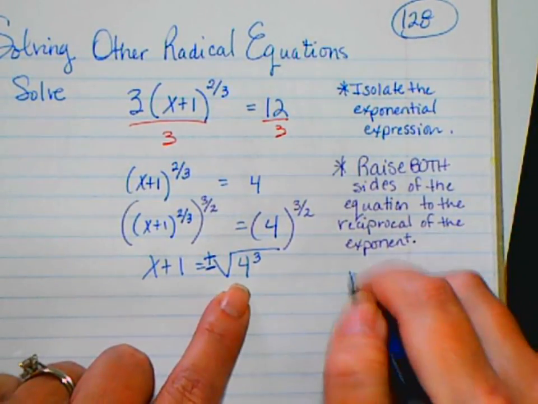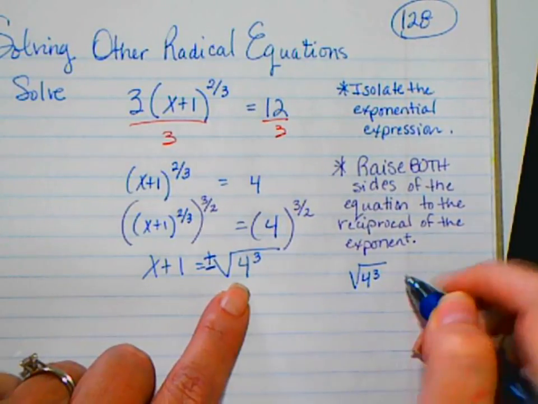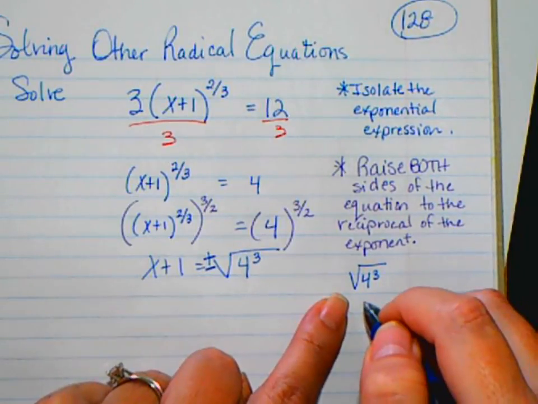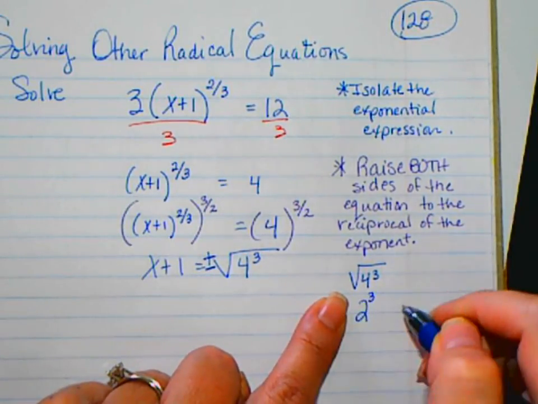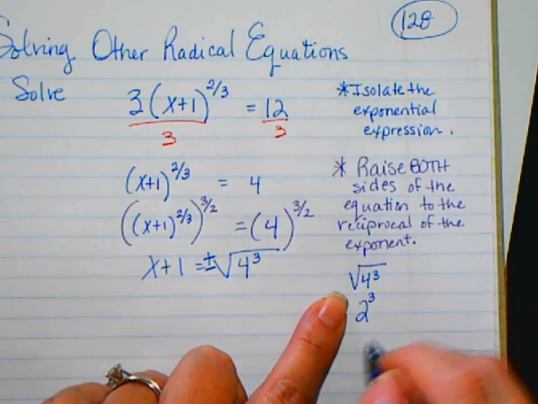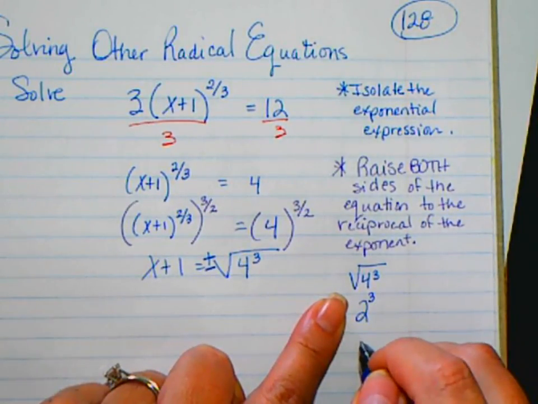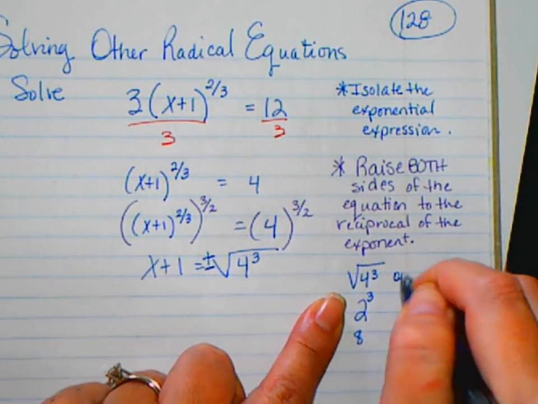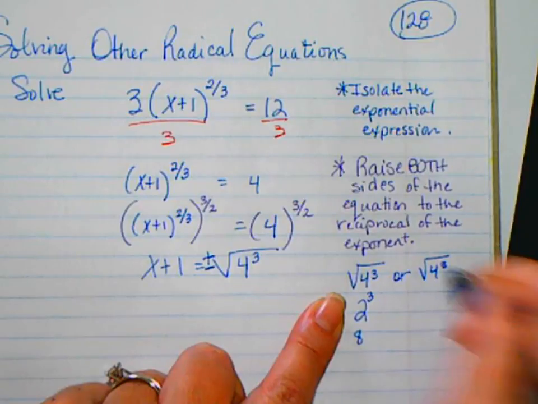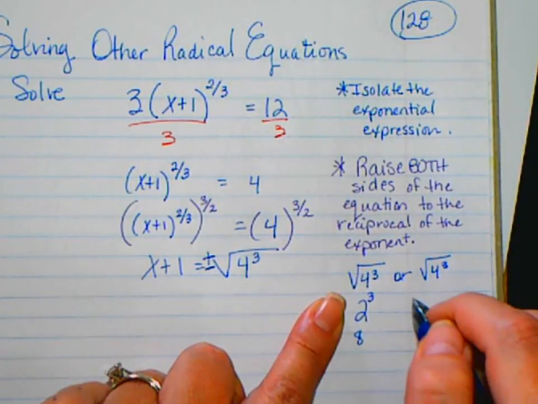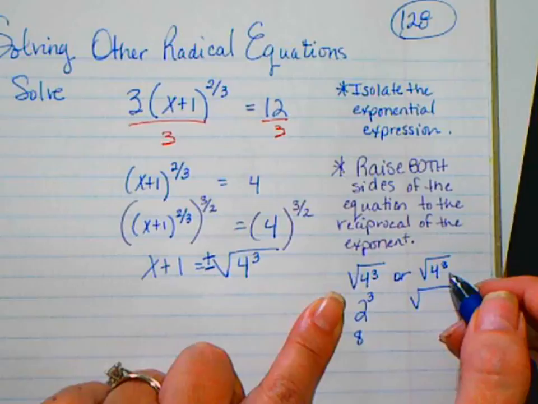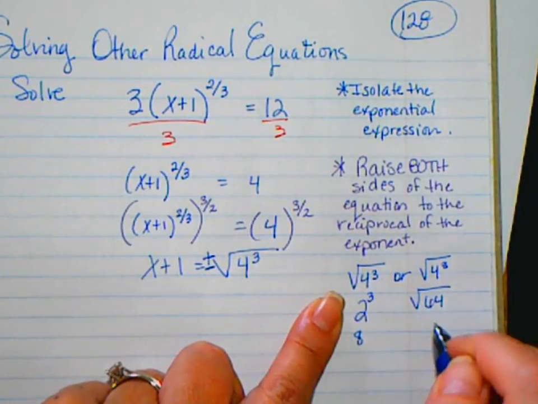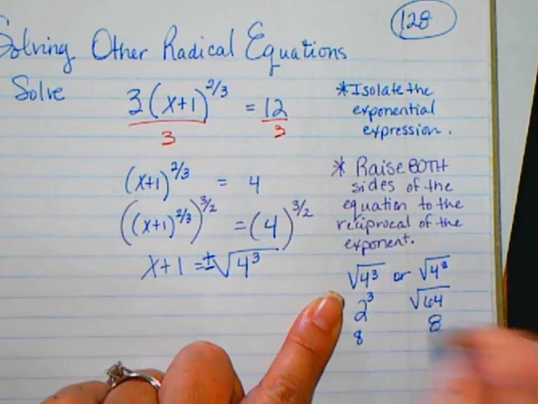There's 2 ways that I could simplify the square root of 4 cubed. I could either take the square root of 4 first, which is what? The square root of 4 is 2. And then I could cube it. 2 cubed is what? 8. Or I could do 4 cubed first. I haven't taken the square root, so I still have a radical. Anybody remember what 4 cubed is? 4 times 4 times 4 is 64. And then take the square root of 64, which is 8.